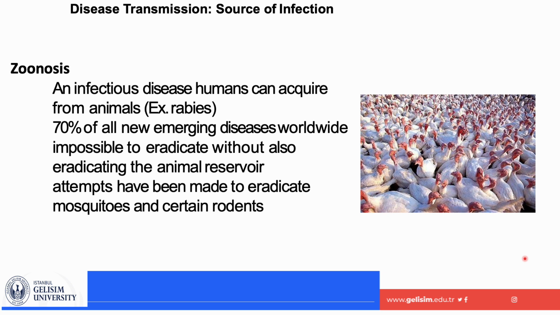All right, what's zoonosis? Zoonosis refers to an infectious disease that can be transmitted from animals to humans. So again, COVID is an example of that. It was found in bats, and from bats it went to humans. Other examples include rabies as well as Lyme disease. Approximately 70% of all emerging diseases globally are zoonotic. And eradicating these diseases can be difficult without also eradicating the animal reservoirs. So efforts have been made to eradicate mosquitoes as well as certain rodents in order to control the spread of zoonotic diseases.